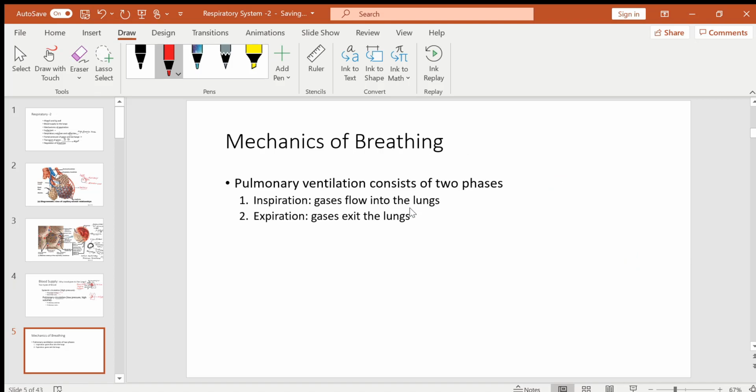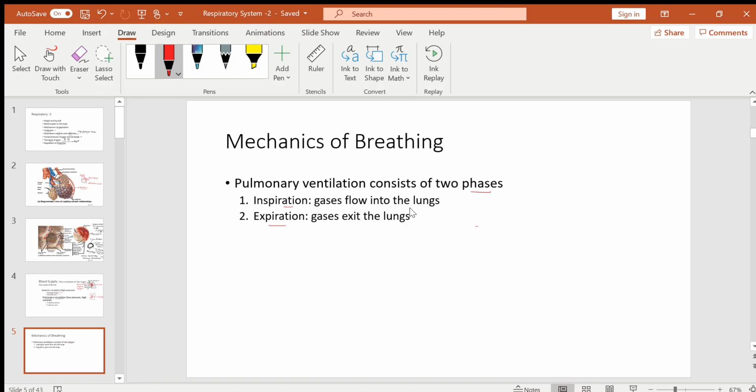Mechanism of breathing. Now, breathing or respiration or pulmonary ventilation, same thing, has two phases: inspiration or inhalation, and expiration or exhalation. Inspiration is the process by which the air from outside of the body enters into the lungs, and expiration is just the opposite, the process by which the air gets out from the lung to the atmosphere, to the outside of the body.